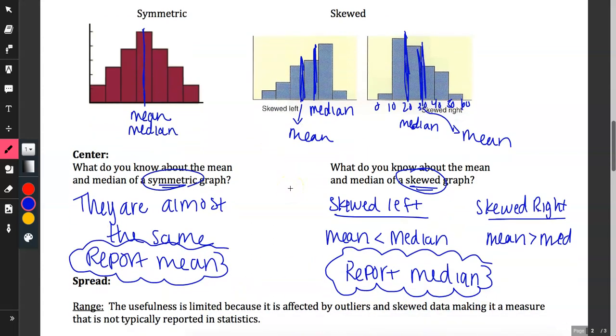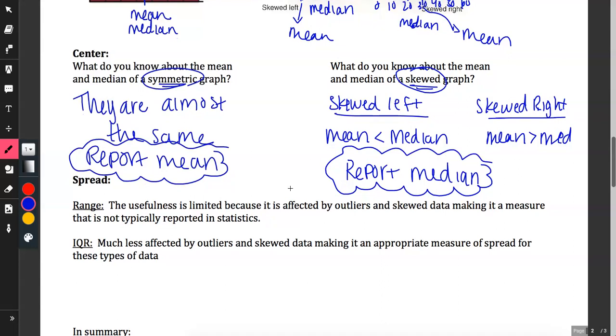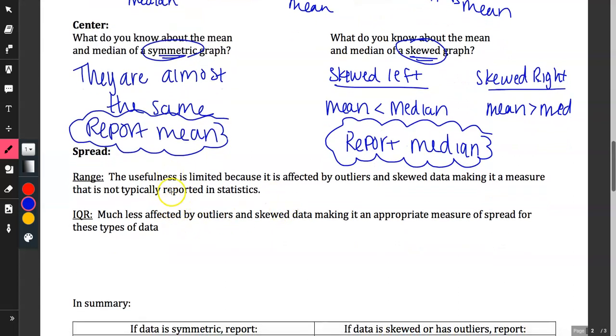Okay, now let's talk about spread. The usefulness is limited because it's affected by outliers and skewed data. That's the range, okay? So range is better to report if it's symmetric. IQR is better to report if it's skewed. We're going to put that in a box here in a minute.